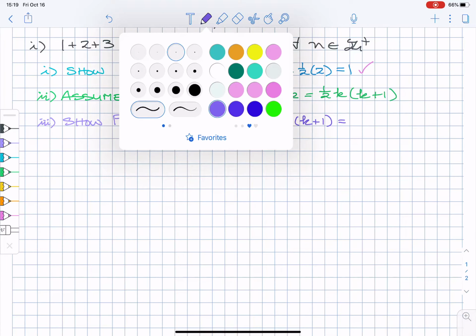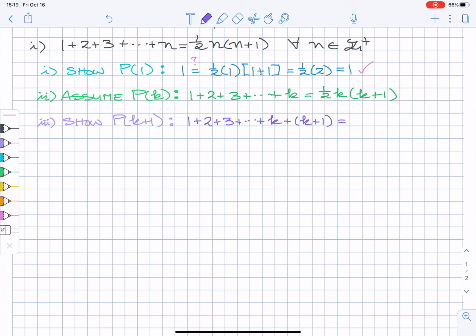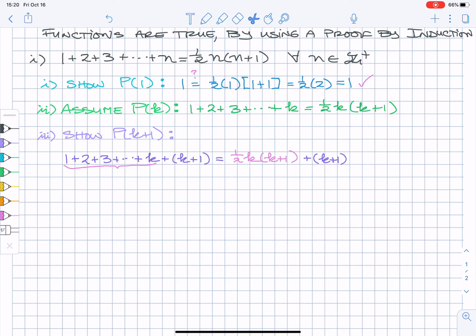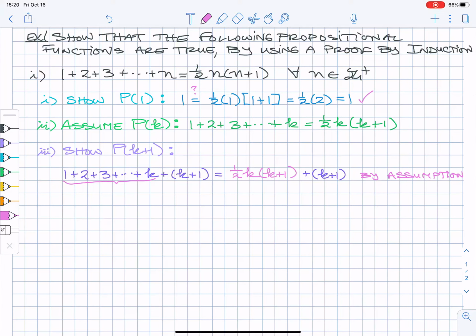Well, I claim that, what color should I use? The first k of these is 1/2 k times k plus 1, to which I'm adding the final k plus 1. And actually, let me move this down. I don't have enough room. And this is by assumption. So we assumed that the first k terms was equal to 1/2 k times k plus 1. So the pink is by assumption.